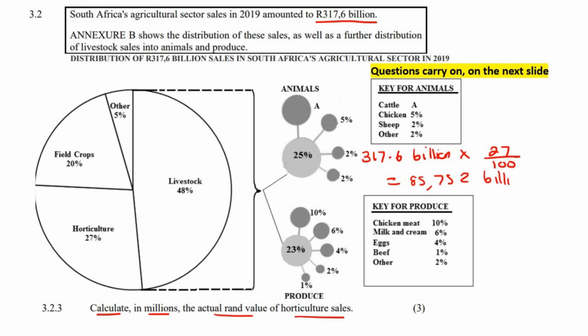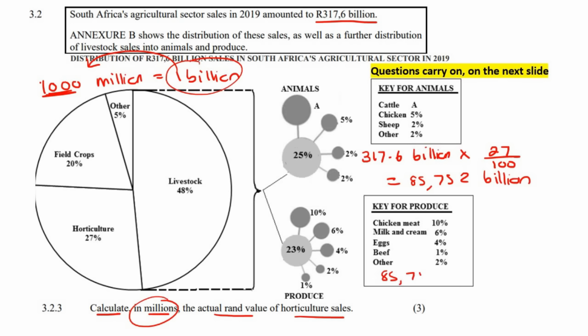85,752 billion. But now they want us to change that to millions. So, did you know that 1,000 million is the equivalent of 1 billion? So to go from a billion to a million, you're going to have to multiply by 1,000. So you could say 85,752, multiply that with 1,000, and that'll give 85752 million.